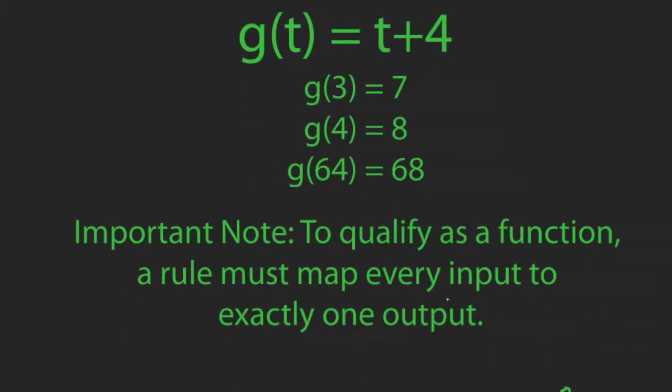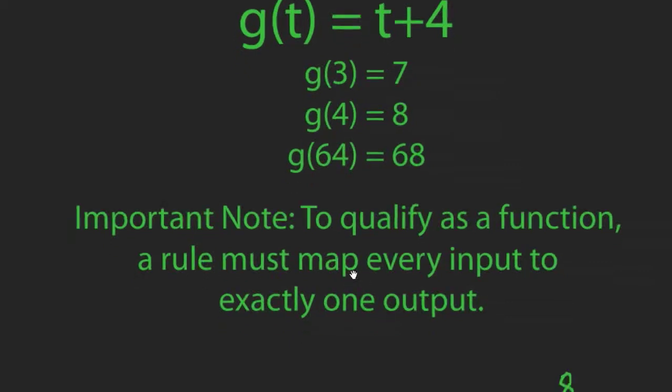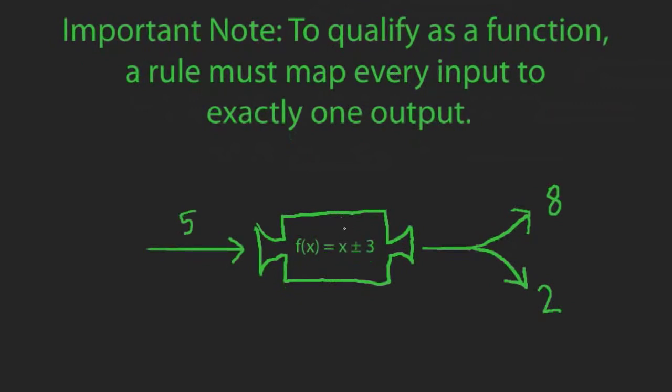Now there's an important note, which is that to qualify as a function, the rule must map every input to exactly one output. So you cannot map an input to more than one output. So here would be an example of a non-function. This is not a function. Say you wanted f of x equals x plus or minus 3. So that doesn't make sense. You can't have 5 map to both 8 and 2.